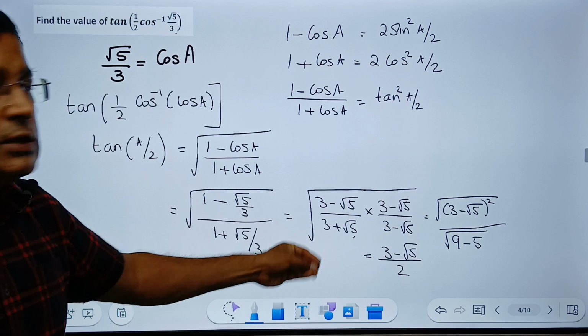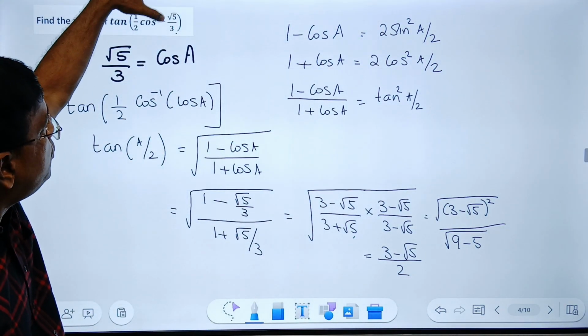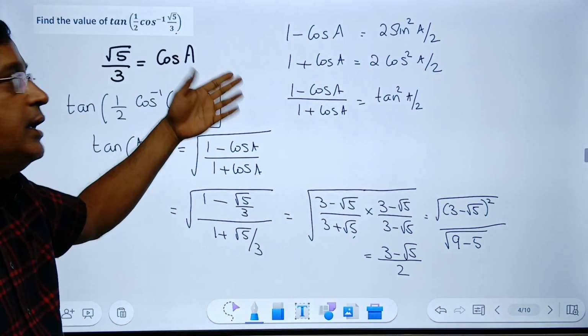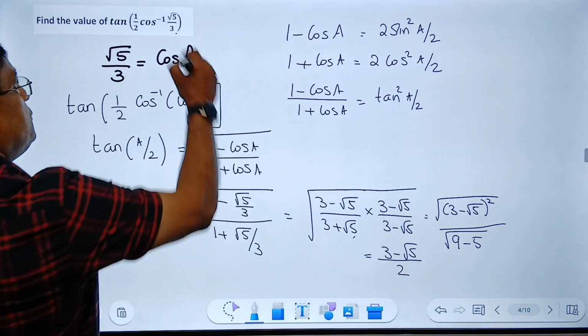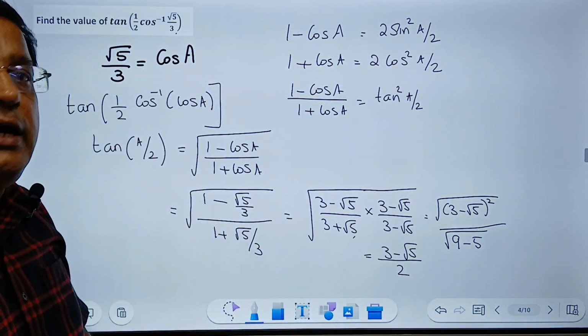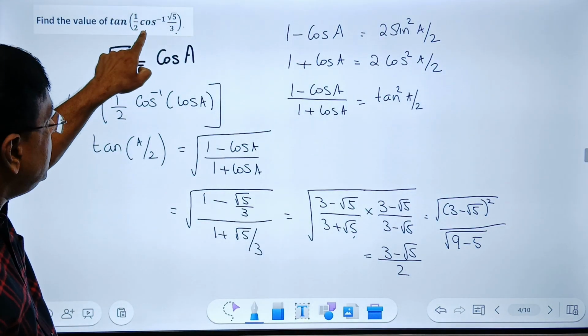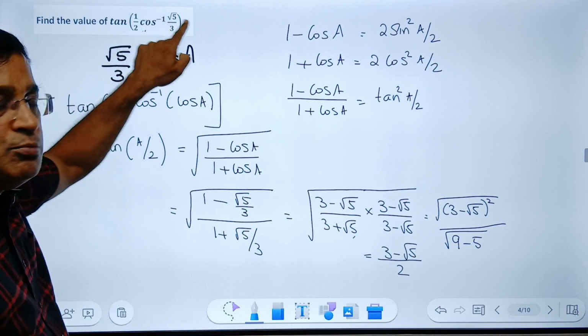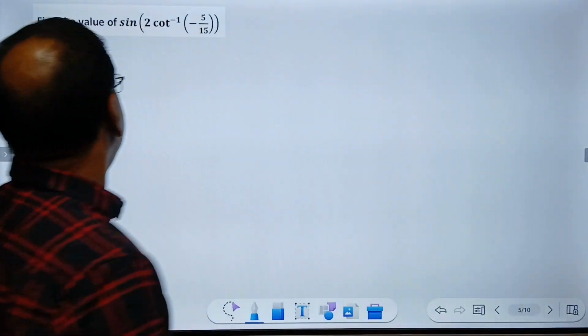So this is the value of this. How simple it is. So whenever you see, suppose if it was sine inverse of root 5 by 3, you put root 5 by 3 as sine A. If it was tan inverse, you put it as tan A. Suppose if you have half tan inverse of root 5 by 3, you put root 5 by 3 as tan A. So it depends: if it is cos inverse, you put cos A. If it is sin inverse, you put sin A. If it is tan inverse, you put tan A. Simple. Okay. Let's come to the next question.